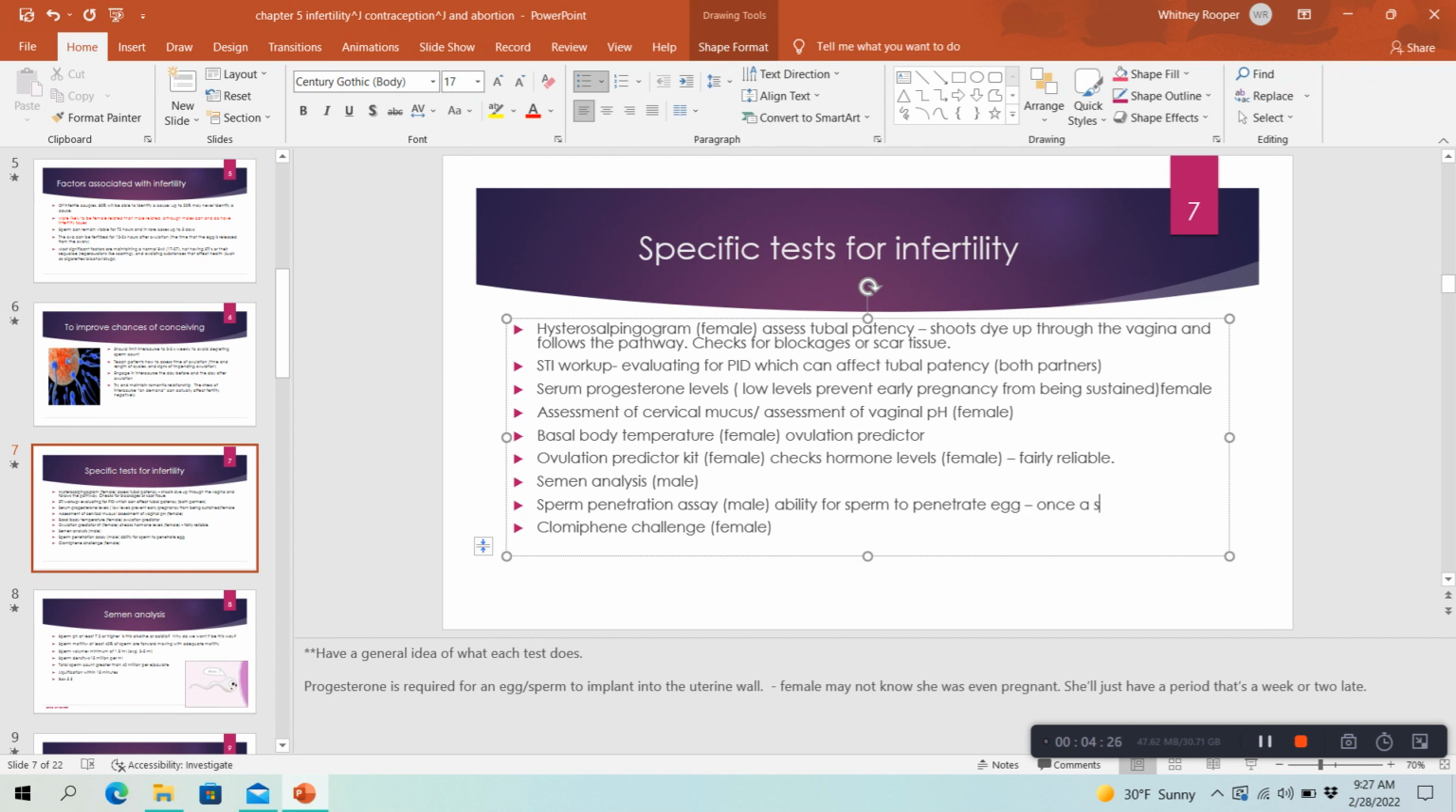And then there's something we call the clomiphene challenge. Clomiphene is a medication, also known as Clomid, and it helps induce ovulation for patients who are not ovulating. There are great big gun fertility drugs that we can use.